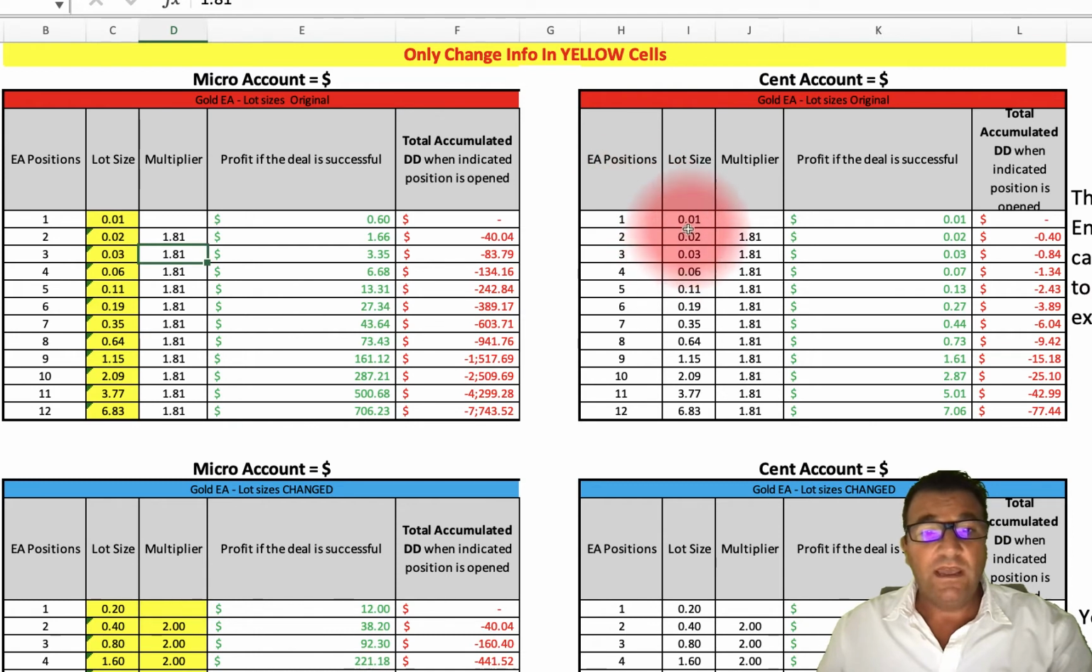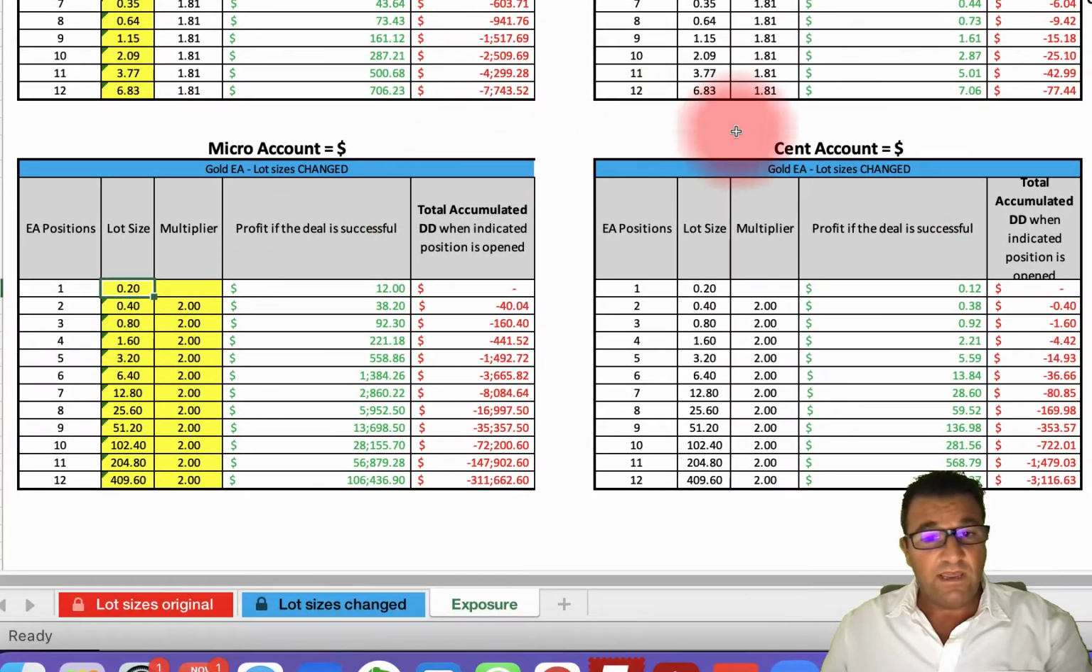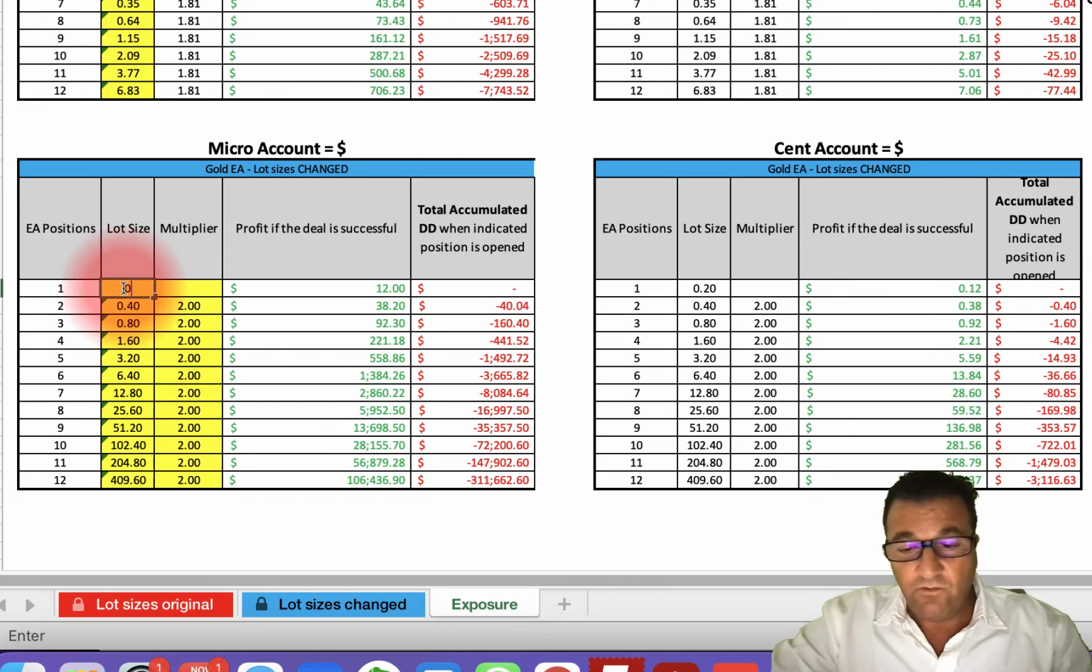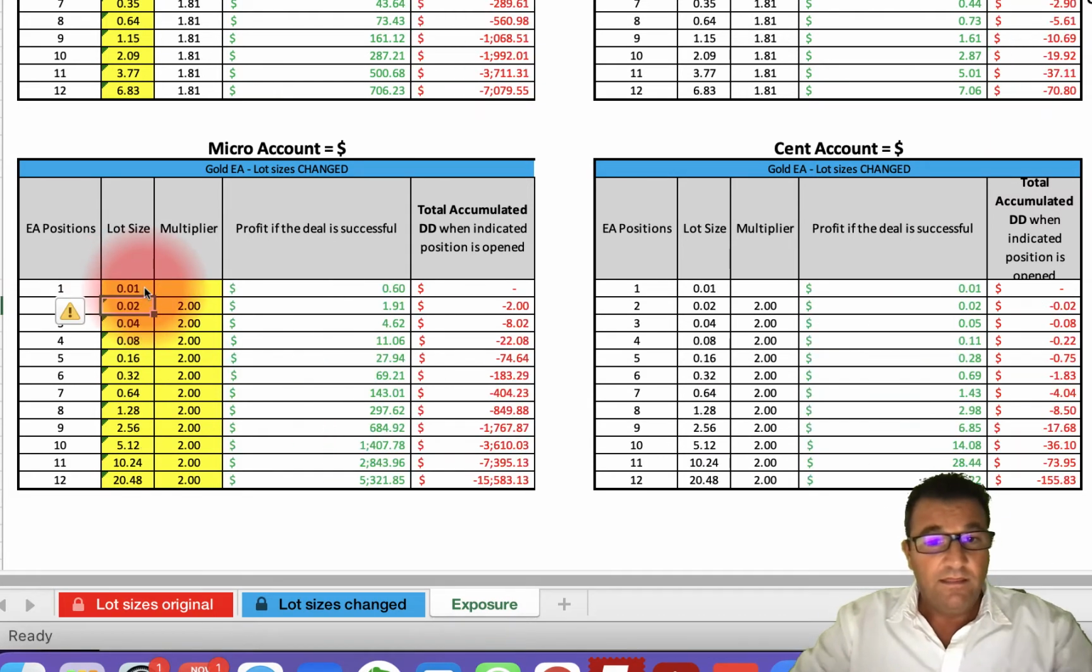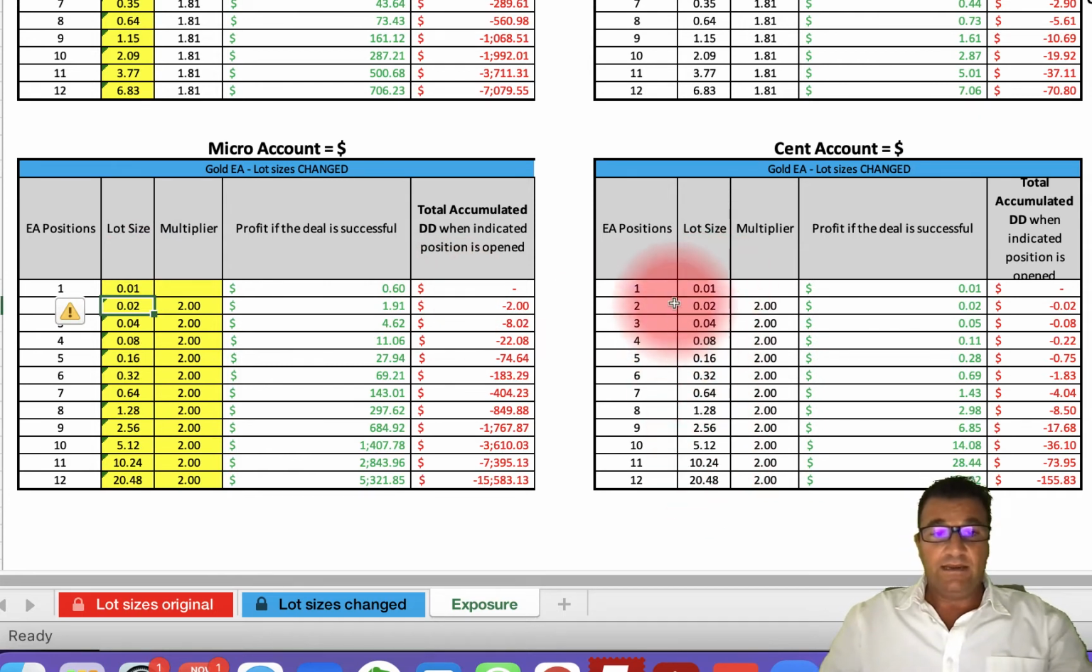Okay, so over here you can see it's the same thing, which is 0.9. All these numbers here are copied over to this column over here. So this is a micro, this is a cent. This section over here is multiplying at a factor of 2, so it's doubling. If we change that to 0.01, then all the numbers on the right hand side in the lot section will also change.